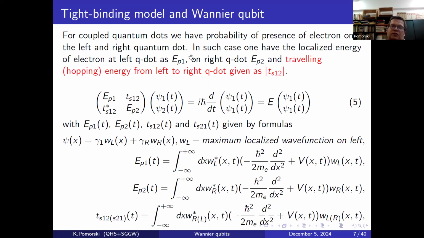So it turns out that the dynamics of 2 quantum dots can be described by a tight-binding model as described by equation 5. You have the Hamiltonian that has a diagonal part, ε1 and ε2, the localized energy on the left and right quantum dot, and there's a hopping term on its anti-diagonal part. And this matrix actually has similarities to a spin qubit.